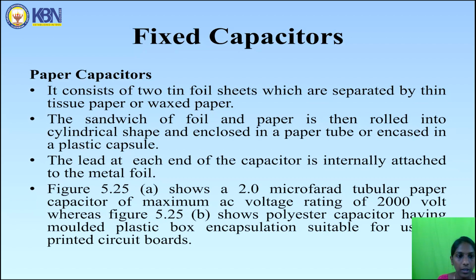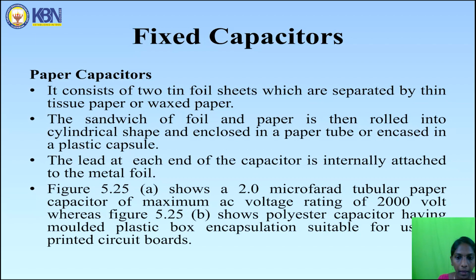Fixed capacitors. Paper capacitors consist of two thin foil sheets which are separated by thin tissue paper or waxed paper. The sandwich of foil and paper is then rolled into a cylindrical shape and enclosed in a paper tube or encased in a plastic capsule. The lead at each end of the capacitor is internally attached to the metal foil.